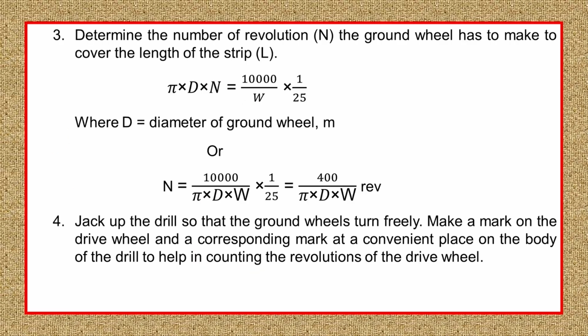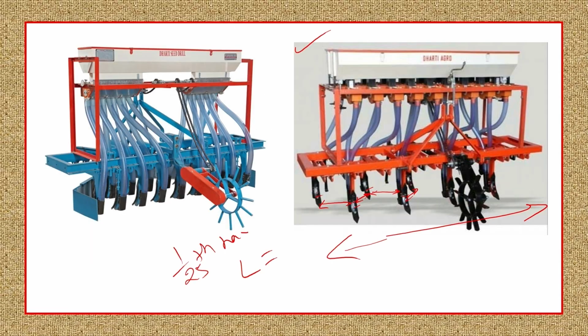After L is determined, you need to find out the number of revolutions the ground wheel has to make. Here it is, the ground wheel. It is also called the transport wheel. It is also called the drive wheel. Drive wheel, transport wheel, ground wheel: they are synonymously called.